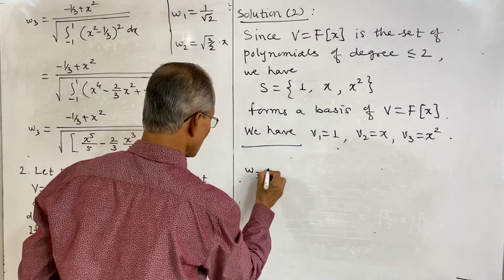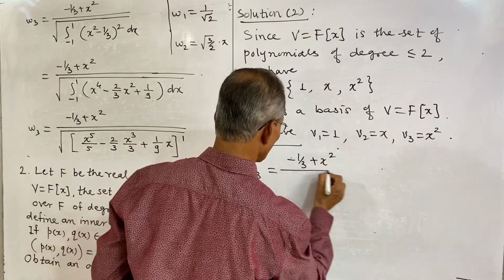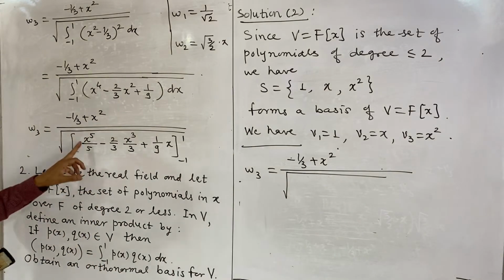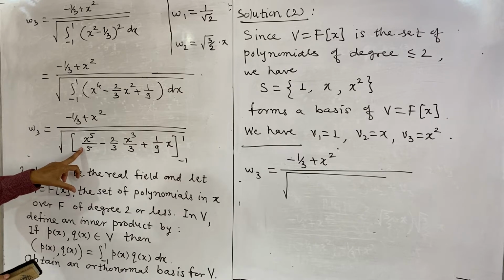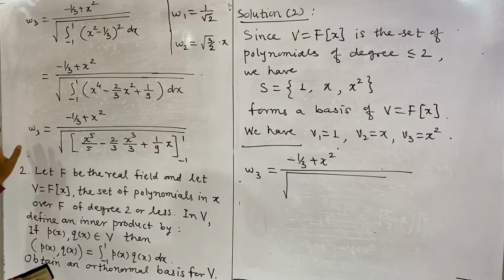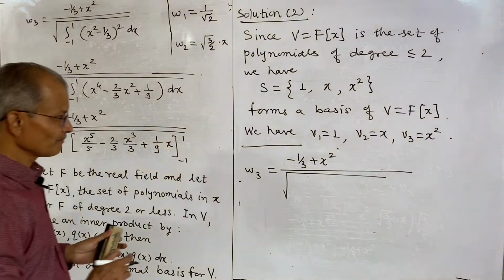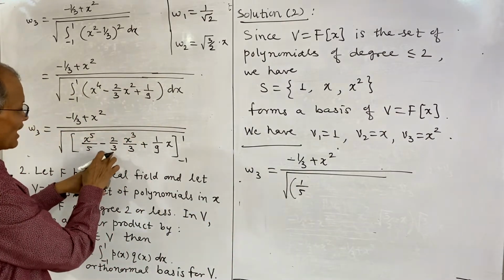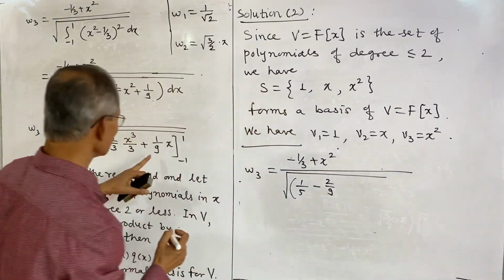W3 is equal to (−1/3 + x²) divided by under root quantity of, you see the upper limit is 1, lower limit is −1. So it is 1/5 minus 1/5, so that will be 2/5, or you can put the upper limit throughout and then the lower limit throughout the expression. So upper limit is 1, means 1/5, it is 1/5 minus this is 2/9 and 1, so 2/9, and next is plus 1/9.